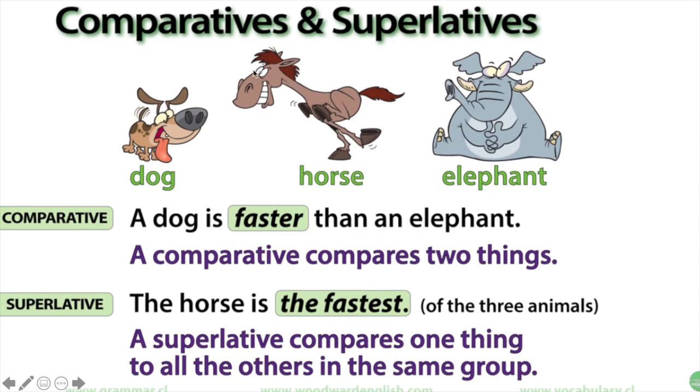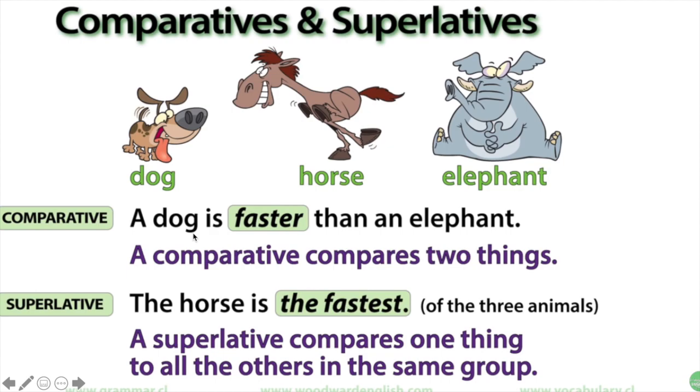Comparatives and superlatives. Here we have a dog, a horse, and an elephant. The comparative would be: a dog is faster than an elephant. So we're using faster, ER, and then than. A comparative compares two things. We also have the superlative: the horse is the fastest of the three animals. We need to use the and EST, fastest. A superlative compares one thing to all the others in the same group. So the horse is the fastest of them all.